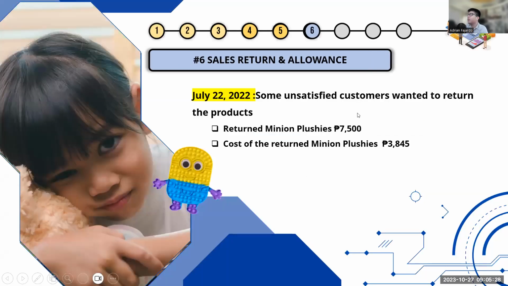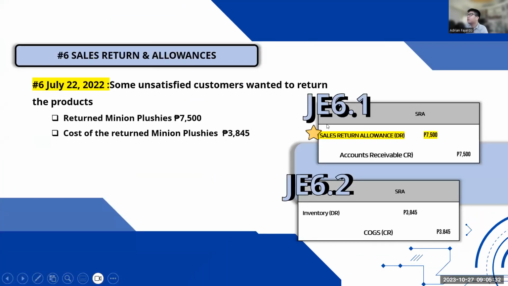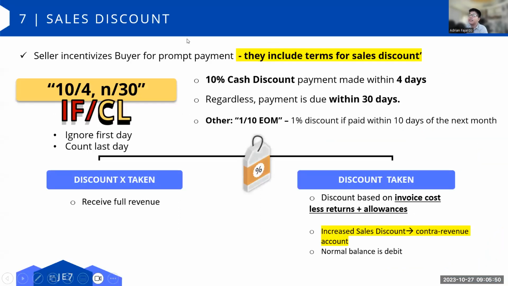So, with this, ang ni-return raw is 7,500. So, therefore, ang mangyayari is debit sales returns and allowance of 7,500. So, ito yung selling price ng ni-return. And then, ito yung cost na you have to put back. So, debit inventory, credit COGS of 3,845. And then lastly, you have your sales discount also.